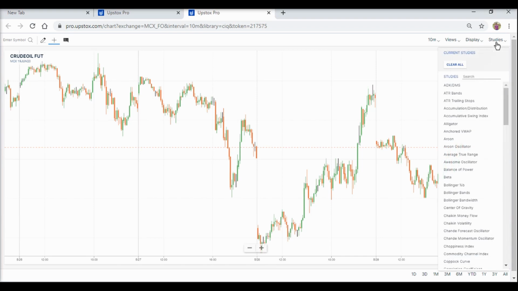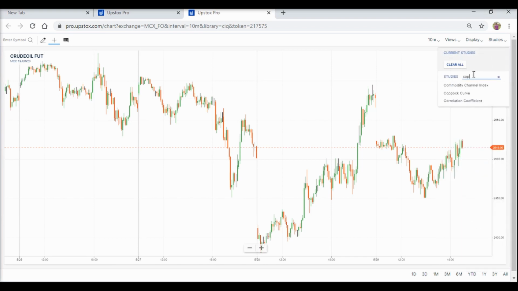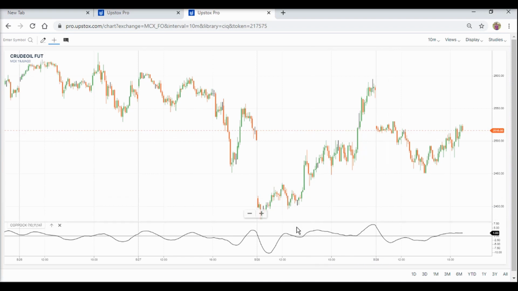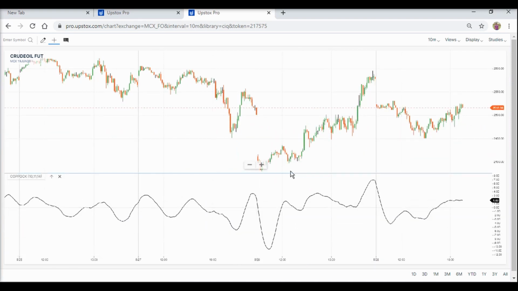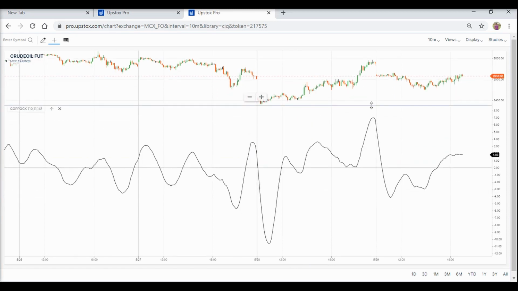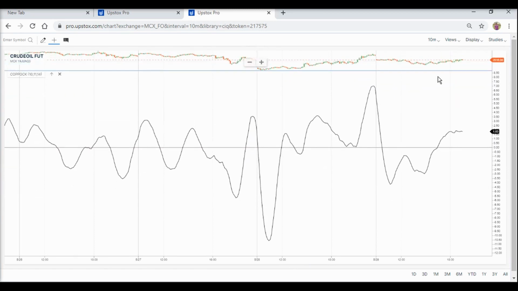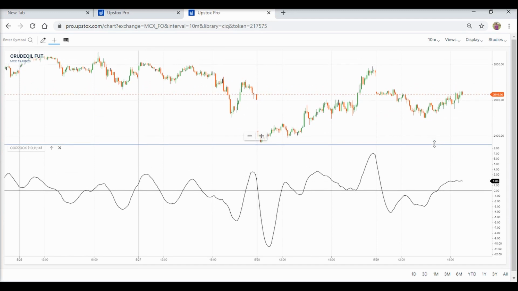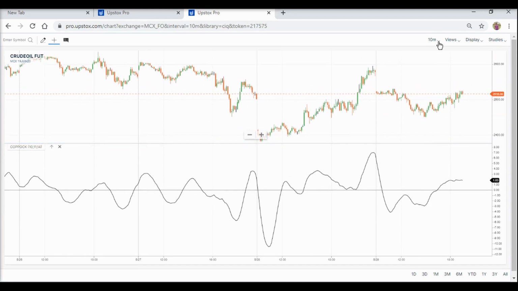Go to studies, then type Coppock. It came. I'm just clicking this Coppock from the studies. As you can see, this is the Coppock I meant. And I forgot to say, I'm using the 10 minutes chart right now. You can also change to 15 minutes, but I'm using the 10 minutes chart right now.